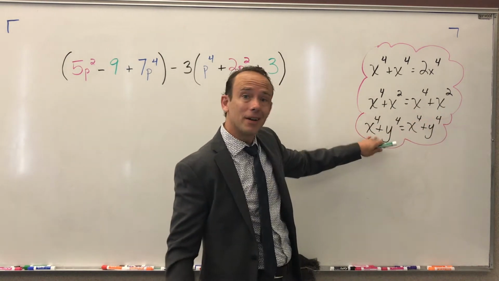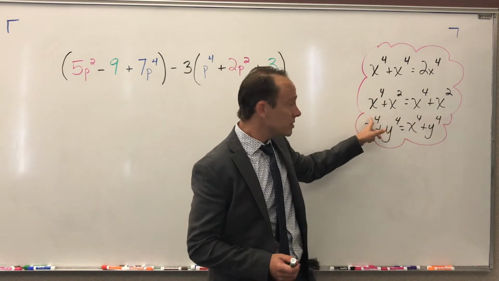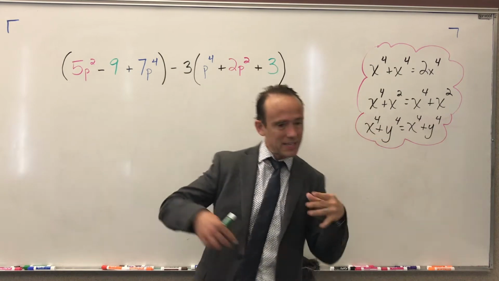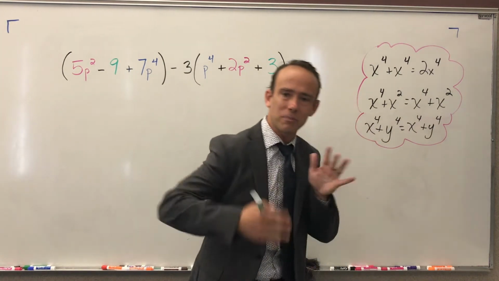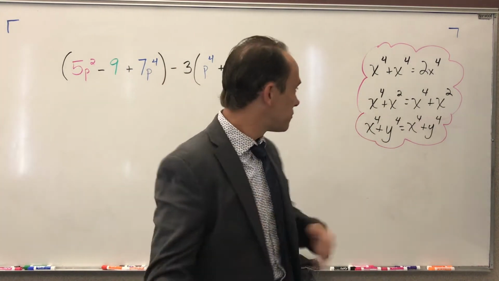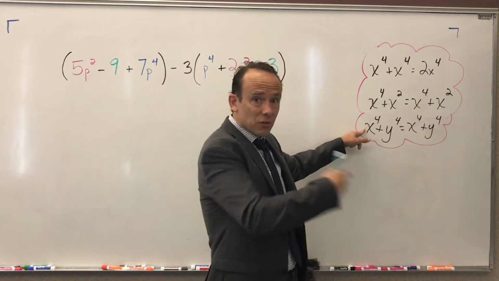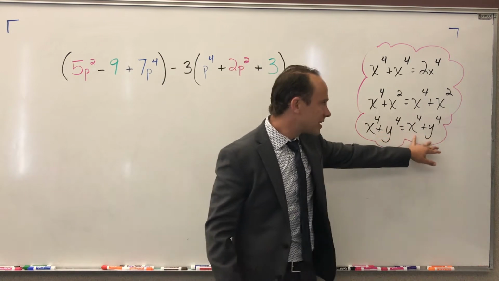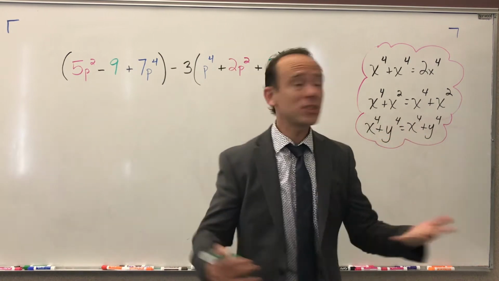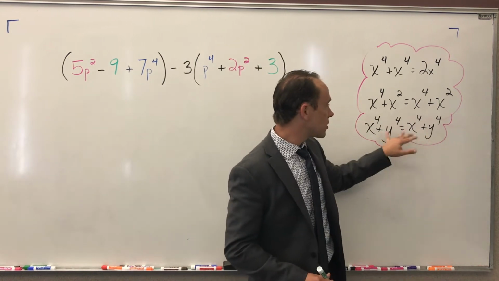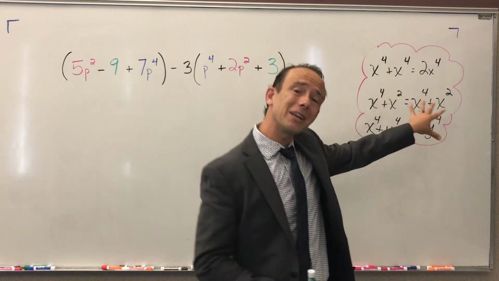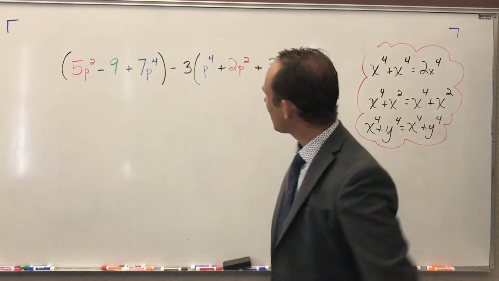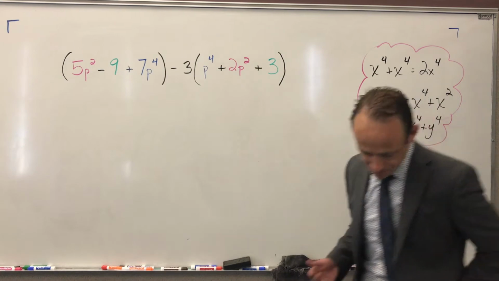Down here, now the exponents are the same. Both of these bases are carrying the 4. They're both being multiplied by themselves 4 times, but the bases are different, and so you can't add them, because you don't add those unless the bases are the same. So that's kind of our operating principle. Let's see how it applies to our problem over here.